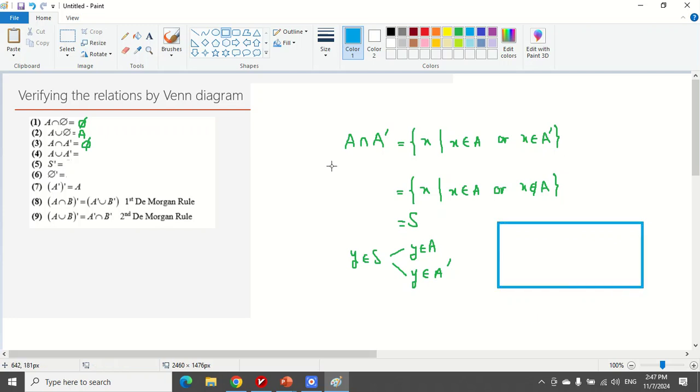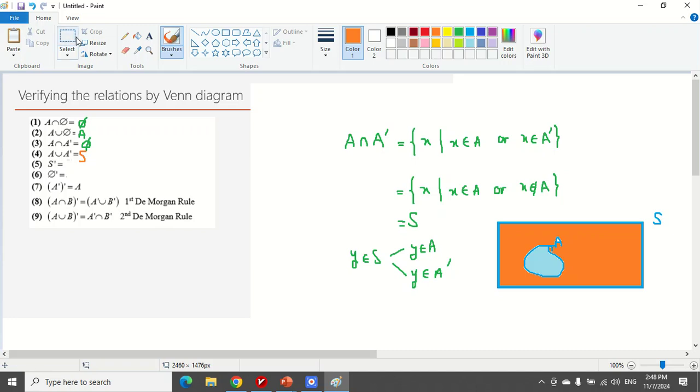Again, if I consider the universe set as S, and I assume the set A over here, and if I color A light blue, then A prime will be the elements over here. So the union of these two sets will be S by itself. So the result over here for A union A prime is S.